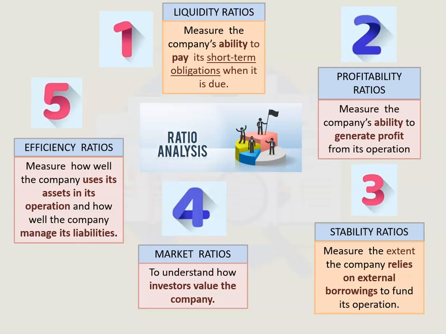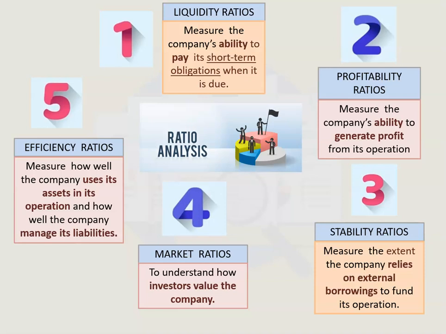So we will look at short-term debts for liquidity ratios. The second is profitability ratios, which measure the company's ability to generate profit from its operation. The third ratio we will learn about is stability ratios. This measures the extent of the company's reliance on external borrowings to fund its operation.